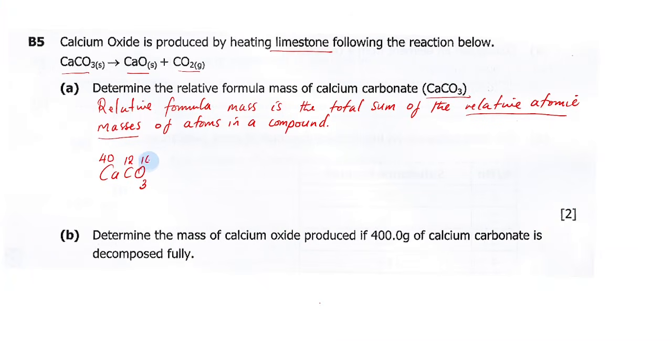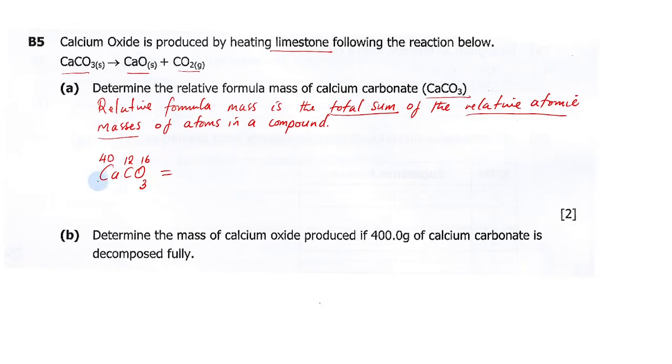Okay. Now, when you say relative formula mass is the total sum, it means adding. The total sum of the relative atomic masses of atoms in the compound. So you add the relative atomic masses of these atoms in this compound. Their total will be the relative formula mass. So you say, okay, equals.